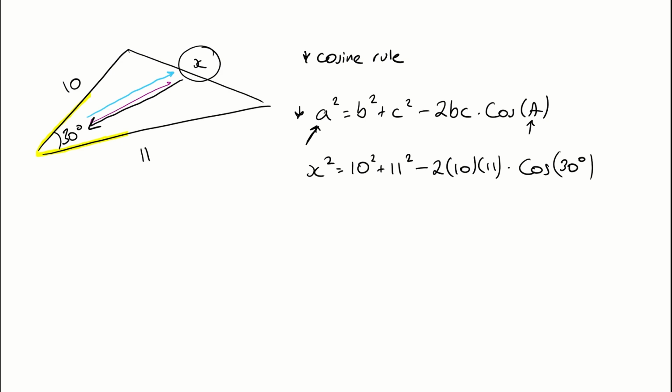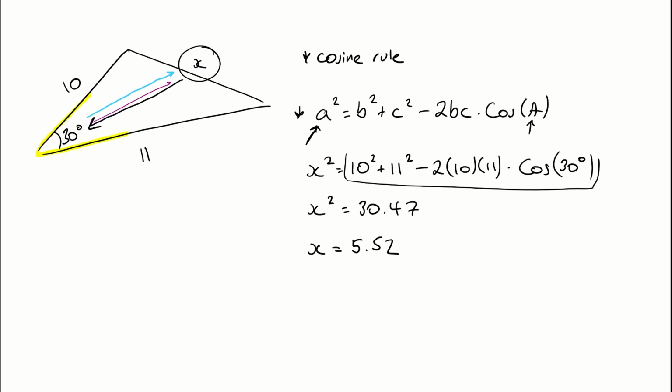Now we can start to solve this equation. If you put all of this bit here into a calculator, you're going to see that x squared is equal to 30.47. Take the square root of both sides and we see that x is 5.52. So hopefully that makes some sense about how we use the cosine rule there.